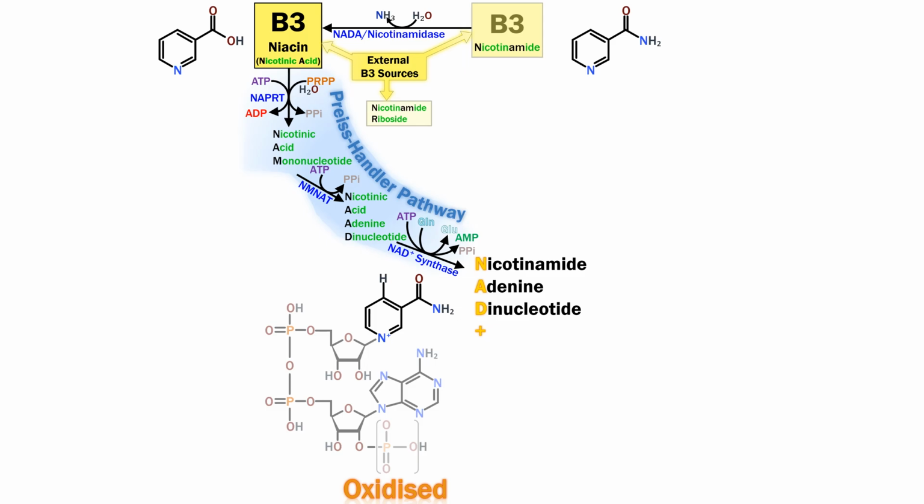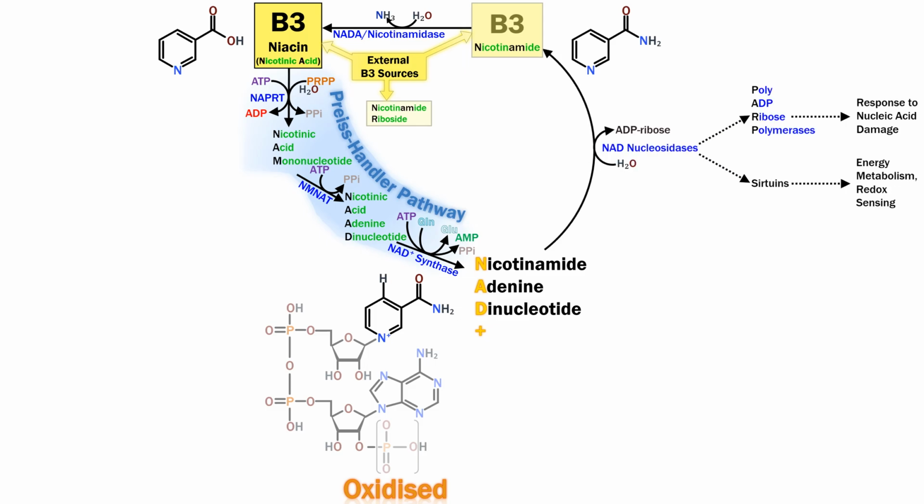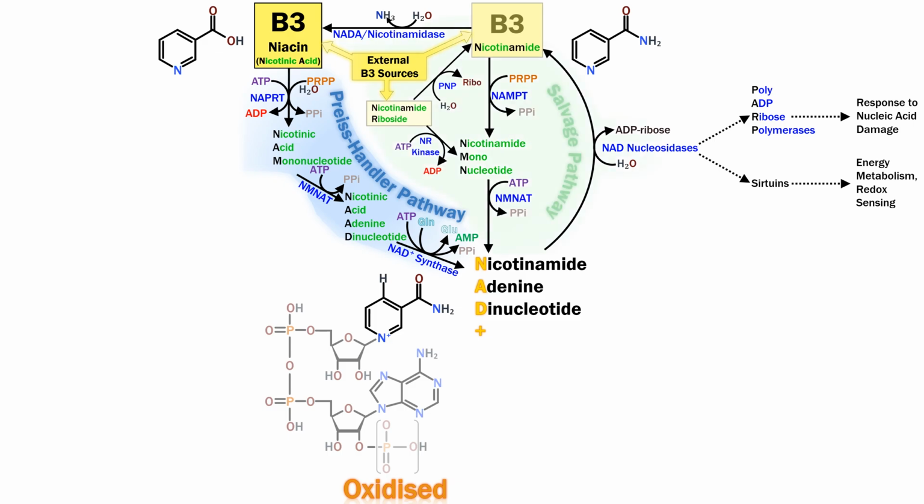We know it functions as a redox cofactor, but it can also function as an ADP ribose donor, which activates signaling pathways such as PARP and sirtuins, which are involved in response to DNA damage and redox sensing, respectively. NAD plus is converted back to nicotinamide in the process and then can be recycled to NAD via what's known as the salvage pathway.